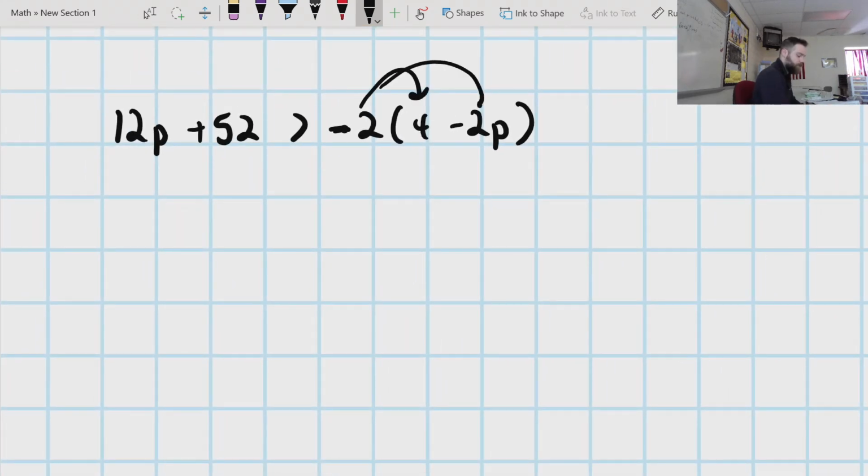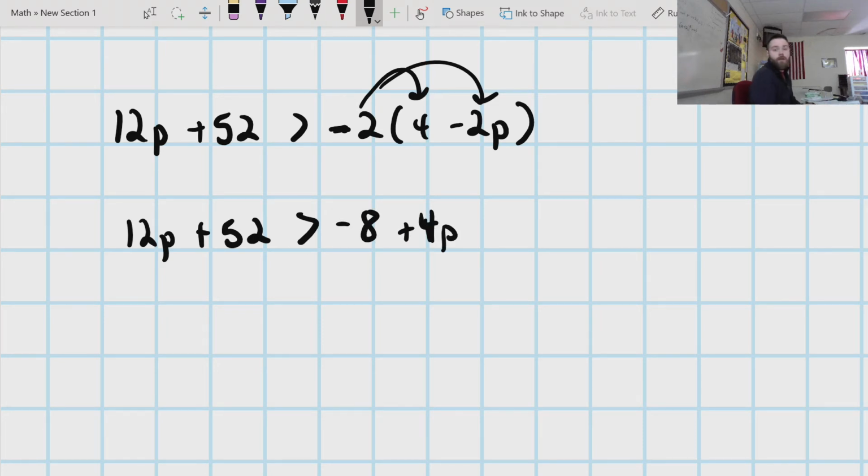So we're going to go ahead and distribute this -2. So I have 12p plus 52 is greater than -8 plus 4p. So now what I'm going to try and do is isolate this variable p, and then get rid of this 52 over here. So what I'm going to do first is subtract 4p from both sides of this inequality. And remember that inequality acts like an equal sign. So I'm going to put that there so I know where to subtract from. So I subtract 4p from this side and from this side.